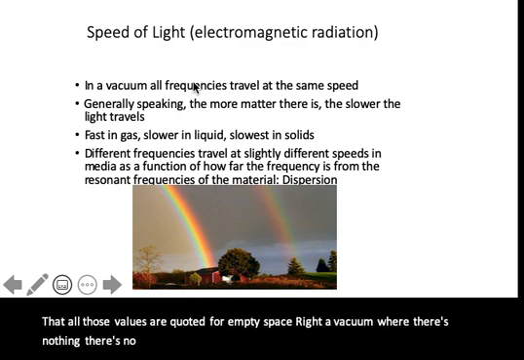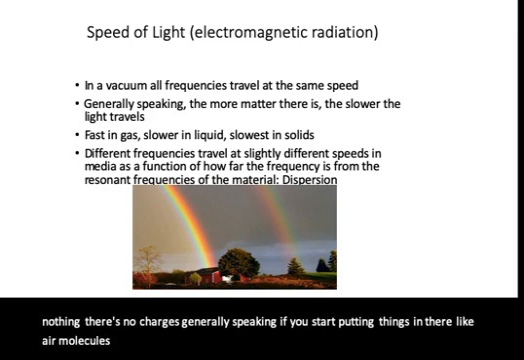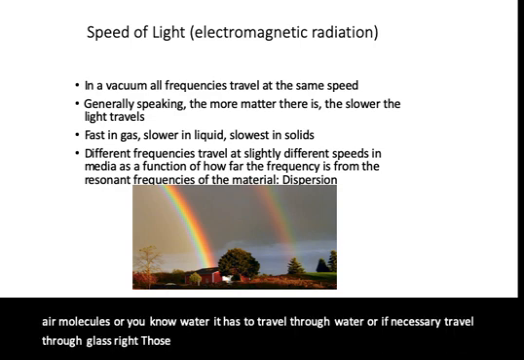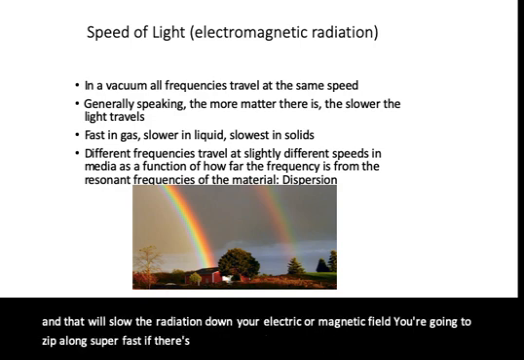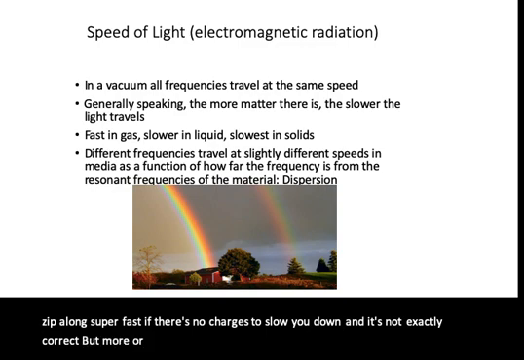Generally speaking, if you start putting things in there like air molecules or water, if it has to travel through water or if it has to travel through glass, right? Those are increasing the amount of charge per cubic centimeter, and that will slow the radiation down, right? You're an electric or magnetic field. You're going to zip along super fast if there's no charges to slow you down, and it's not exactly correct, but more or less, the more charges you encounter, the slower you're going to go.